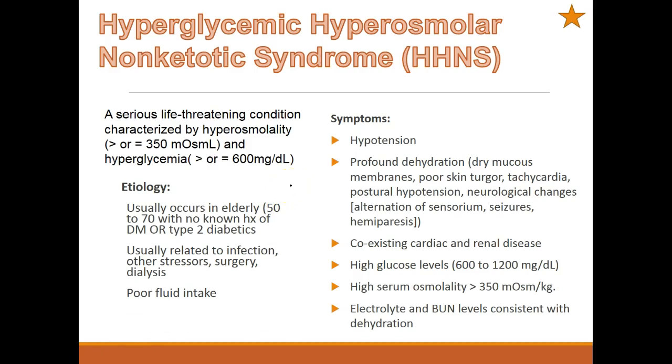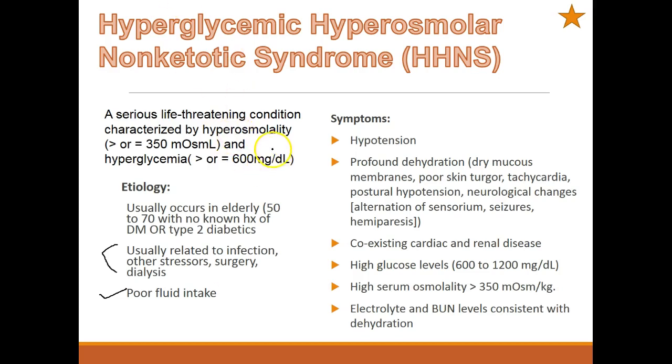So hyperglycemic, hyperosmolar, non-ketotic syndrome, HHNS, you're typically going to see this in elderly individuals with no known history of diabetes or type 2 diabetes. So usually it is related to infection, other stresses, surgery, or dialysis. And unfortunately, when you think of our elderly population, they don't have the same thirst drive, so a lot of times poor fluid intake will compound their symptoms.